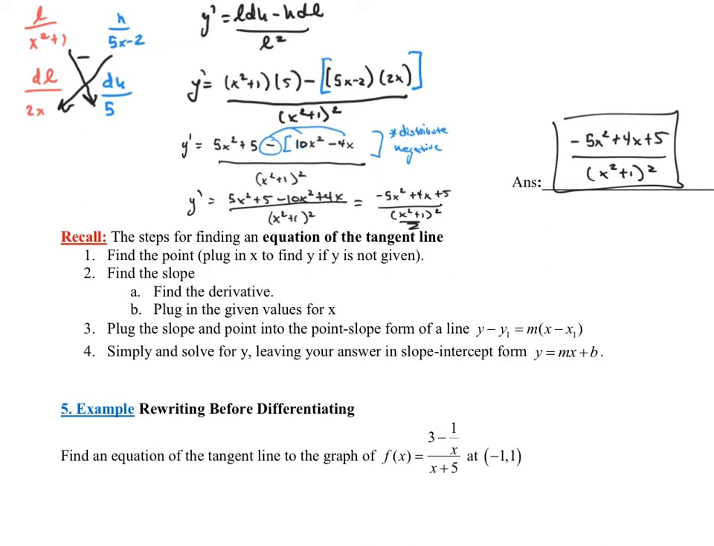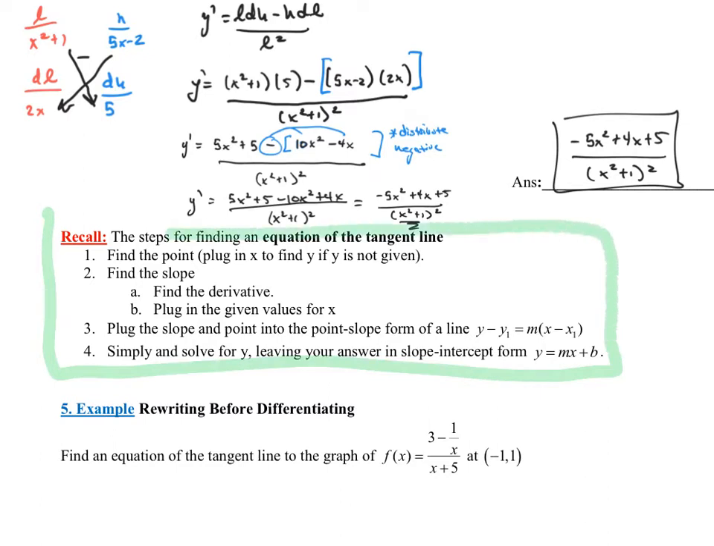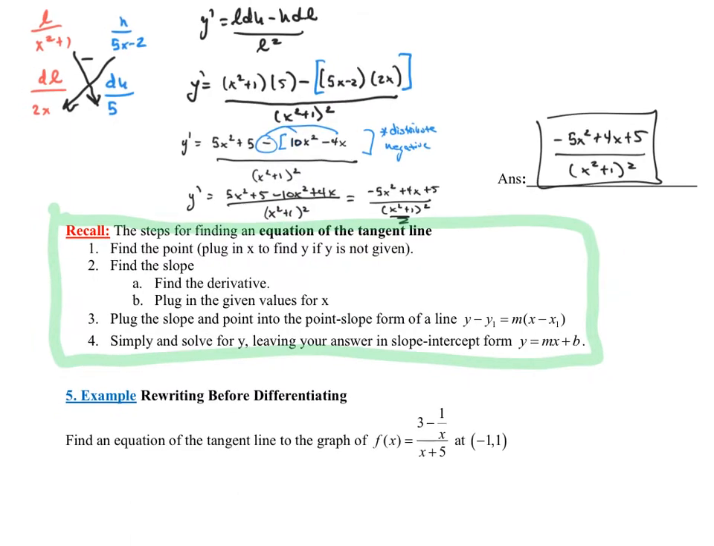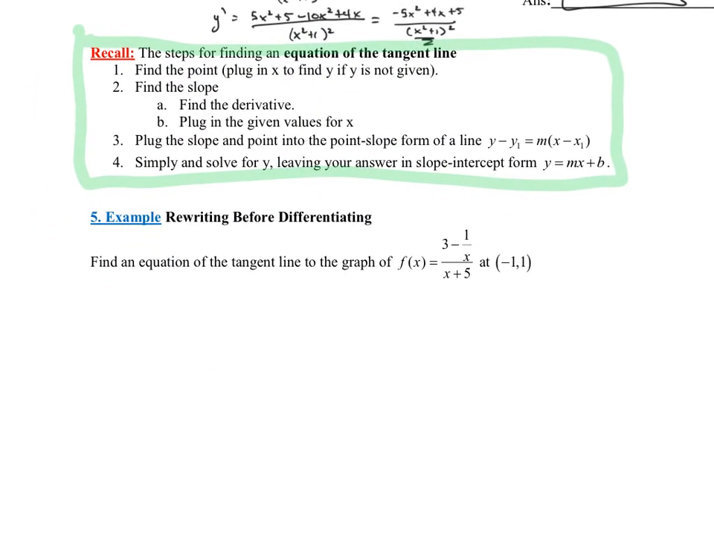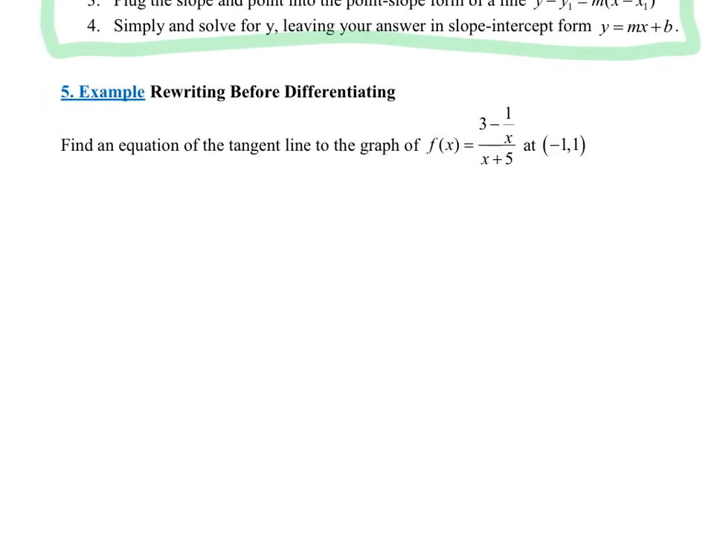So again, remember this is going to be on the test. I told you this is going to be on almost all of your dang tests. Finding the equation of the tangent line is very important because that's all a derivative is. A derivative is the slope of the tangent line. So we're just going a little further, finding the equation of that tangent line.